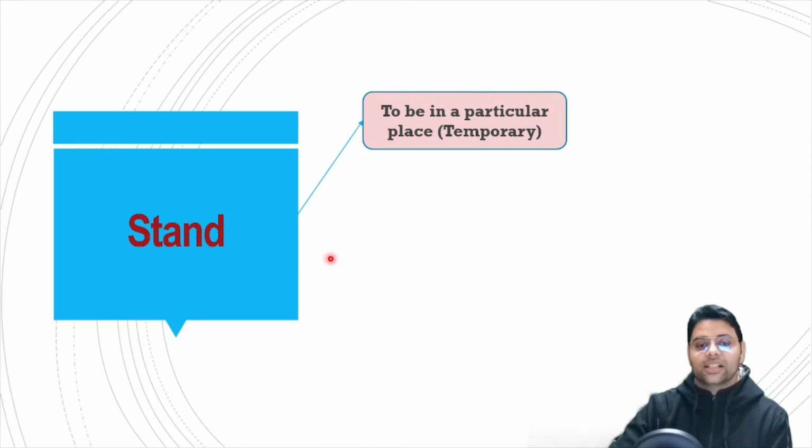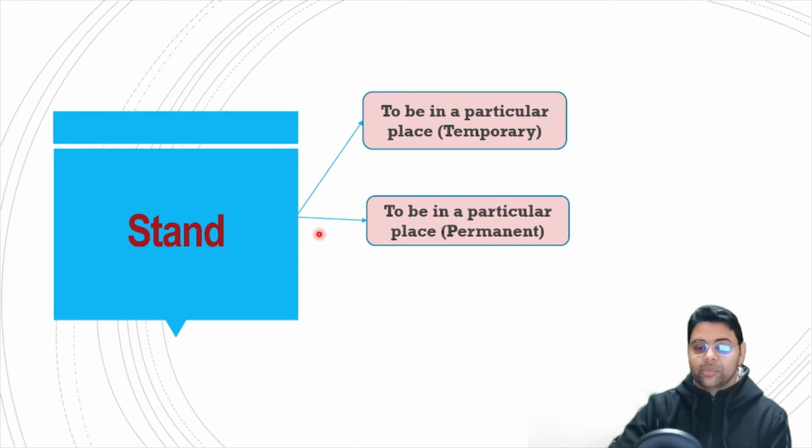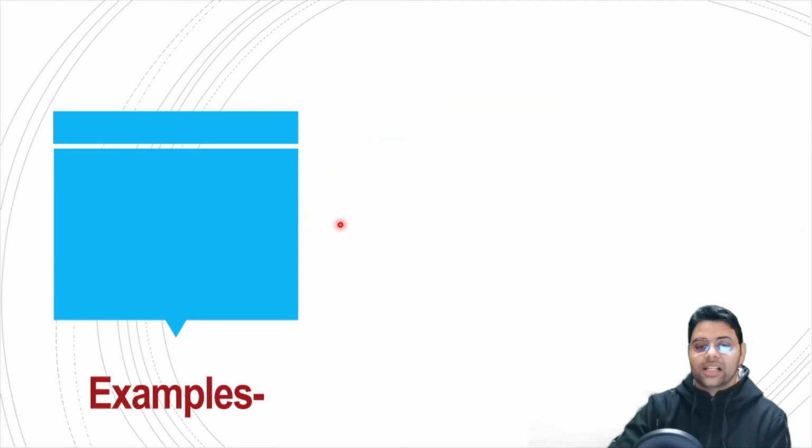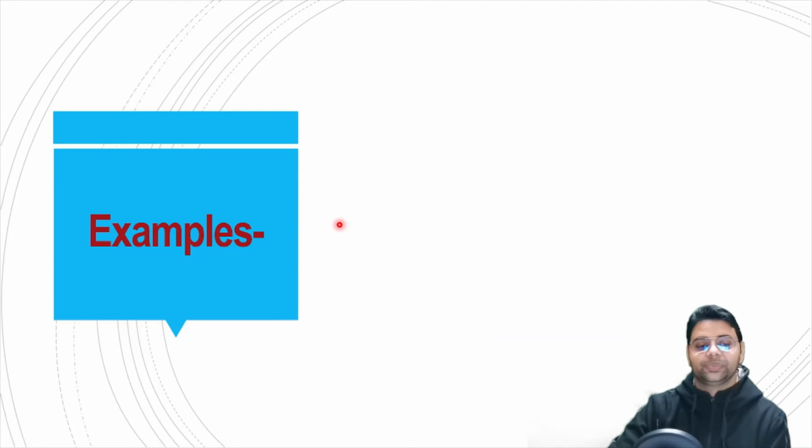Next verb is stand. The first meaning of stand is to be in a particular place but temporarily. The other meaning is to be in a particular place but permanently. When something is standing somewhere temporarily, the verb is progressive. When it is permanent, the verb is stative. Let's have some examples.